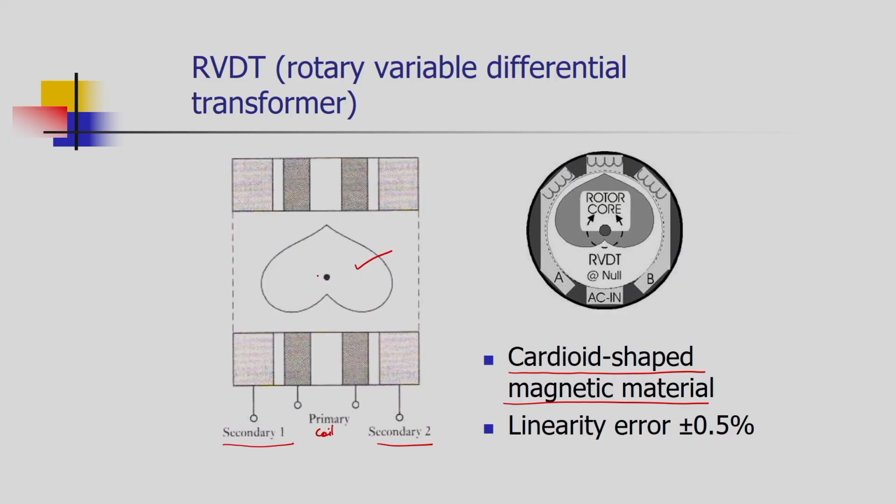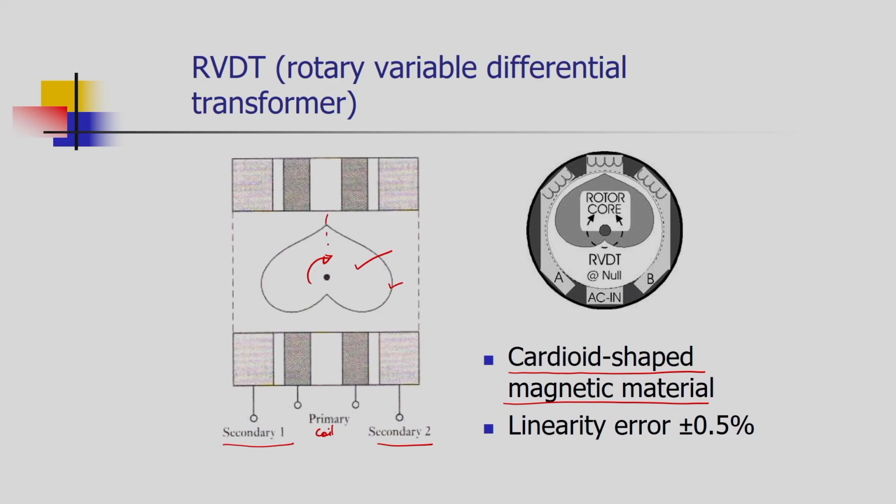Here, as you rotate the core, you get a difference in the overlap of the core with secondary coil number 1 and secondary coil number 2. Due to the difference in overlap, there is a non-zero voltage at the output, and that non-zero voltage is nothing but the indication of angular motion of the shaft or the pin to which it is attached. This is its ideal position or the normal position.